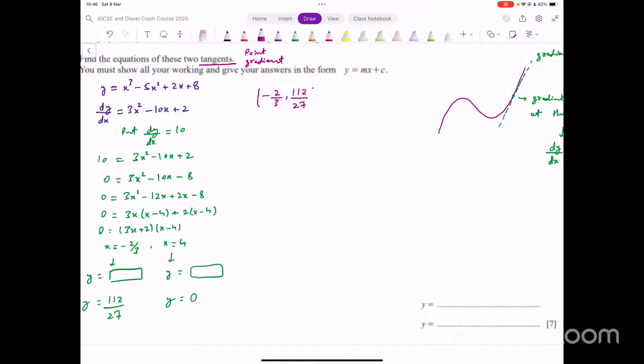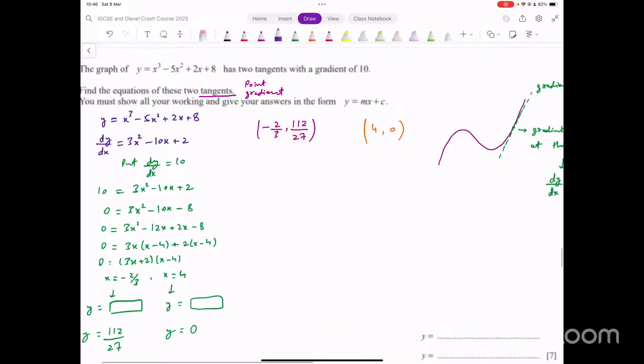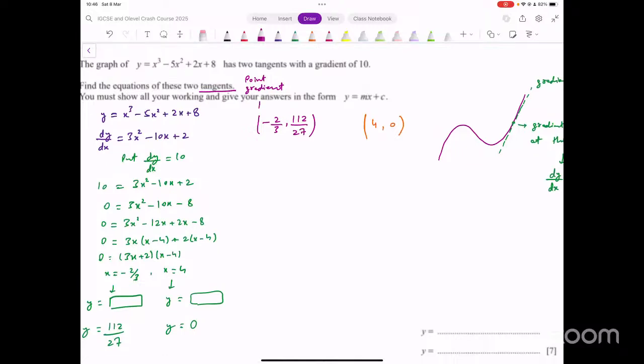And the second point is 4 and 0. Gradients of both of them is 10, right? Both the tangents have gradient 10. Tangent 1 is passing through this point, and tangent 2 is passing through this point. Both of them have the same gradient of 10. What we can do is use y minus y1 equals m into x minus x1 to write down their equations.